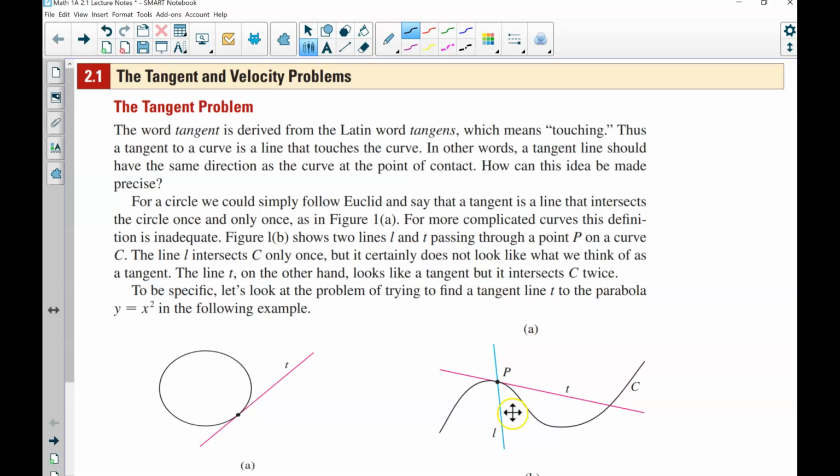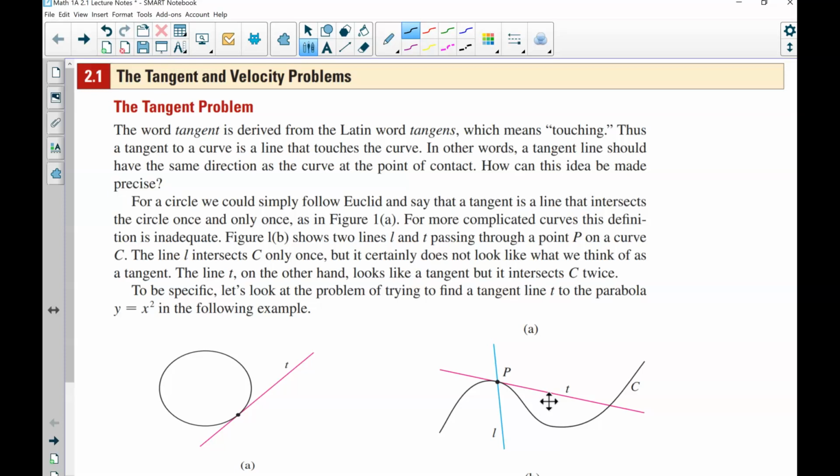If you look at the figure on the right, it shows two lines, L and T, passing through a point P on a curve C. Now the line L intersects C only once, but it certainly does not look like what we think of as a tangent. The line T, on the other hand, looks like a tangent, but it intersects C twice.